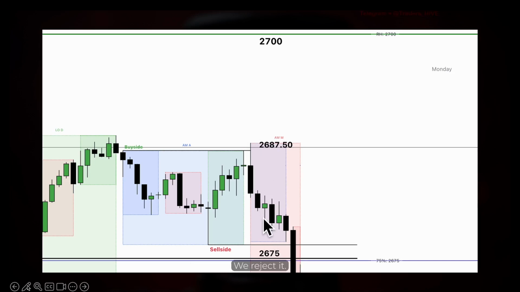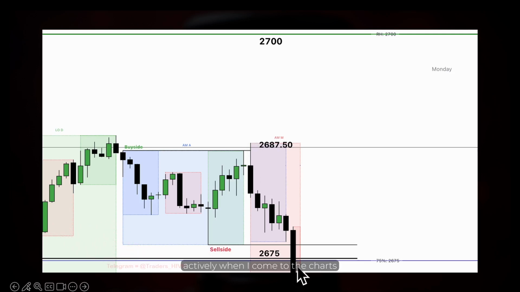We reject it. Why does this occur? The reason why this occurs is due to the following. What happened was that liquidity was engineered in advance of equilibrium right here, but also in advance of the range low right here. And therefore what you can expect is that the market is likely going to reject equilibrium and draw towards the downside. Why? Because this is perfect engineered sell side. Run the high, run the low.